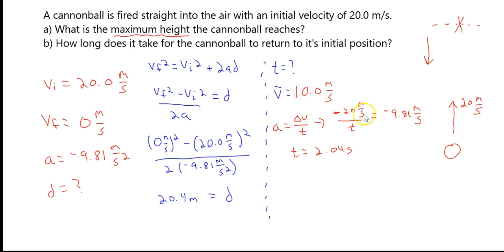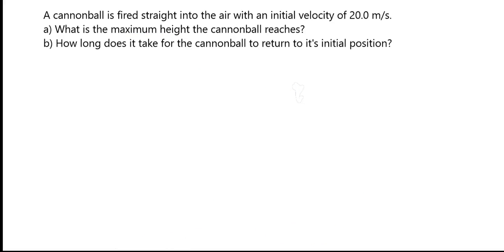Finally, now that I have a time and an average velocity, I can use my relationship that says our change in displacement will equal our average velocity times time. I plug in 10 meters per second for my average velocity, I multiply by a time of 2.04 seconds, and I end up with a change in displacement, or a maximum height of 20.4 meters.